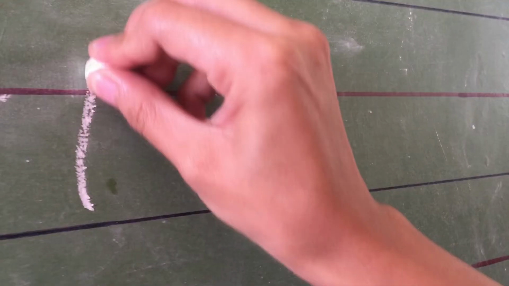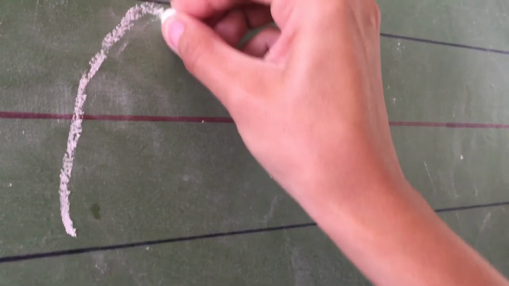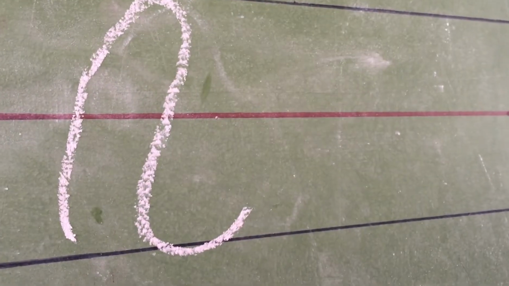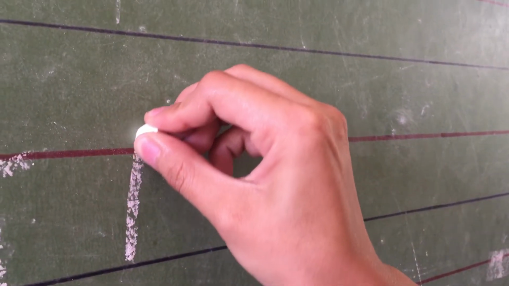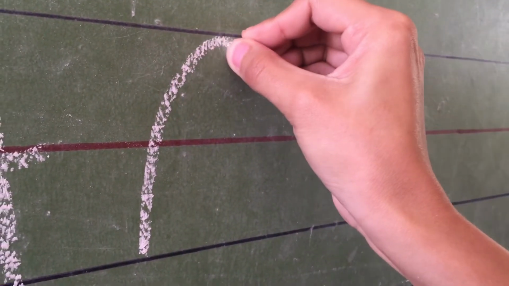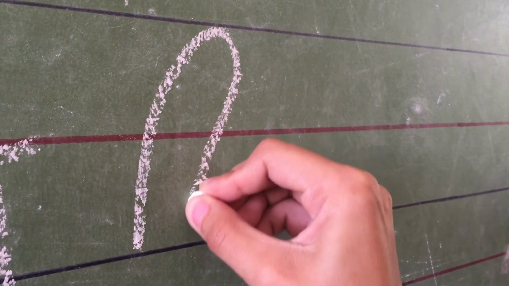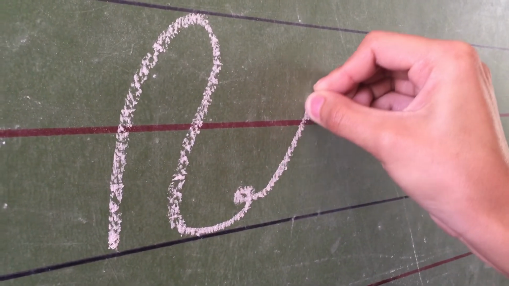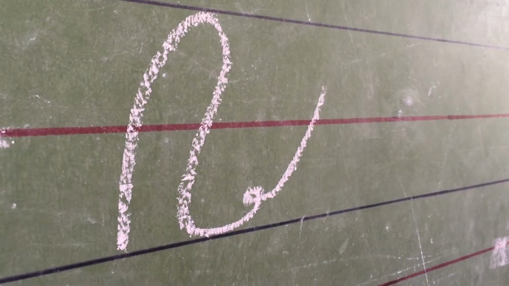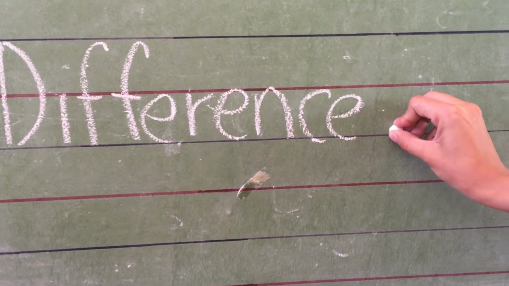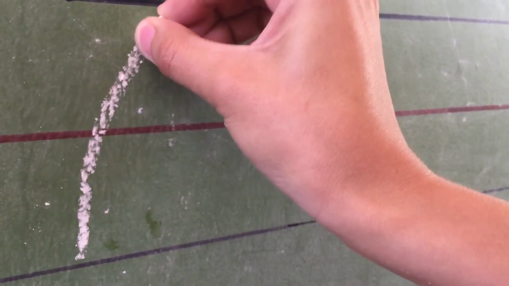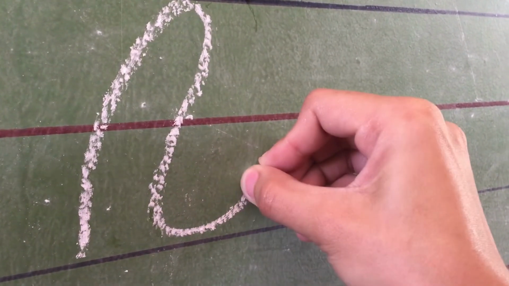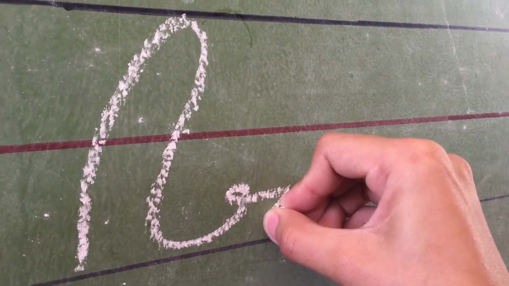Differ is represented as D and F, as in diff, and R. Different is represented as combined D and F, as in diff, R, E, N, and T. And last, difference is represented as D and F, as in diff, R, E, N, and S.